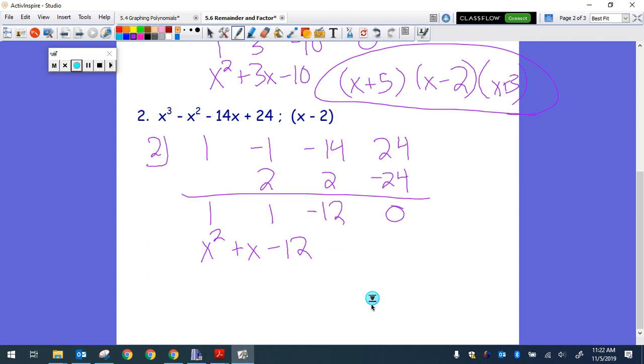So what can we multiply to get -12 and add to get 1? We could do a +4 and a -3. Those multiply to give you -12 and add to give you 1. So all of your factors are the 2 we just found and the x minus 2.